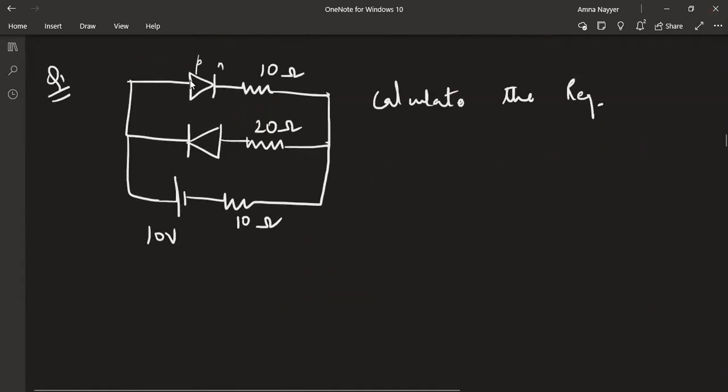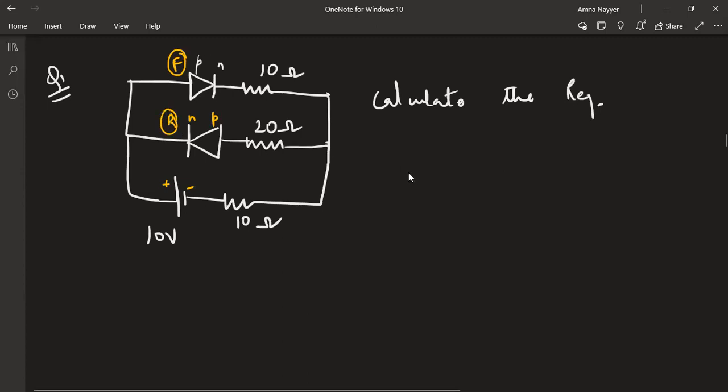See, this P is connected to the positive terminal of the battery. This N type is connected to the negative terminal of the battery. So P to positive, N to negative: forward biased. And here, this is N, this is P. N is connected to positive, P connected to negative. This is reverse biased. So what did I say?